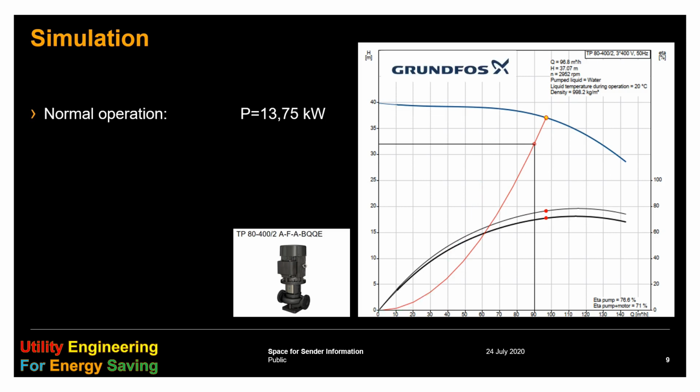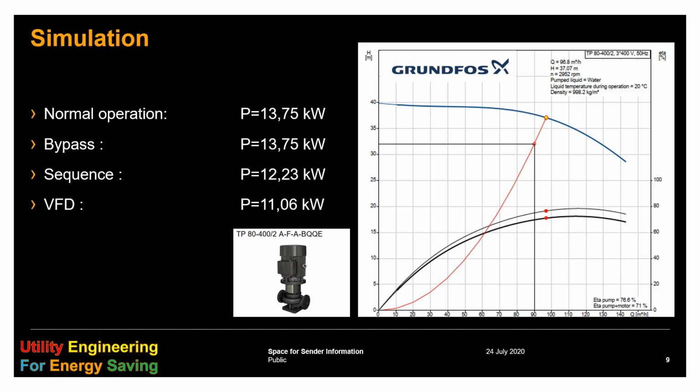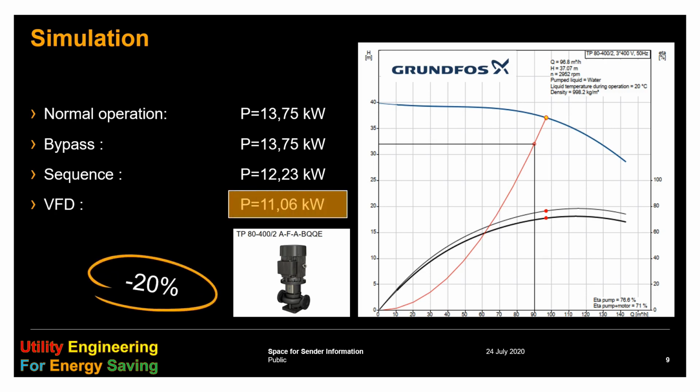The summary is that in normal operation we should have 13.75, with the bypass the same consumption because the extra flow is completely lost. In sequence we would need 12.23 kilowatt, and with frequency drive only 11 kilowatt. It means with frequency drive we can save 20% compared with bypass operation. Something less if compared with sequence operation, but still we have a saving.